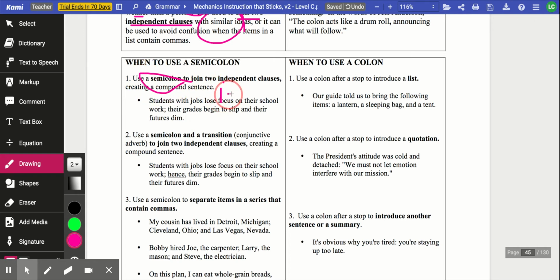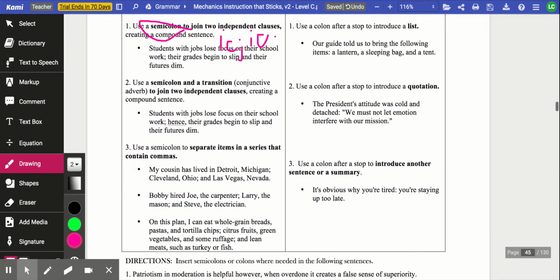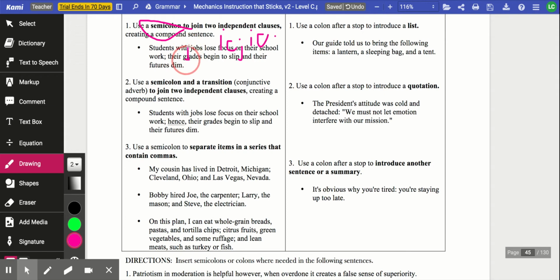IC, semicolon, IC. Students with jobs lose focus on their schoolwork. Their grades begin to slip and their futures dim. Okay, so these ideas are similar to one another, so we can connect them with a semicolon.